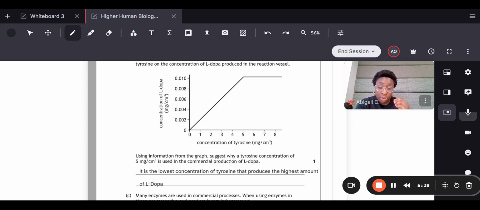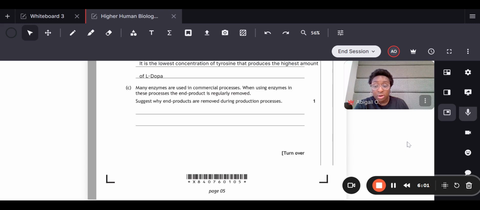For this question, you can put in the values if you wanted to. You could say, 5 milligrams per centimeter cubed is the lowest concentration that produces 0.01 milligrams per centimeter cubed of levodopa, and that's totally fine as well. It's quite good to put in numbers sometimes when you're dealing with a graph, but if you just described it in words as well, you would still get the mark for that also.